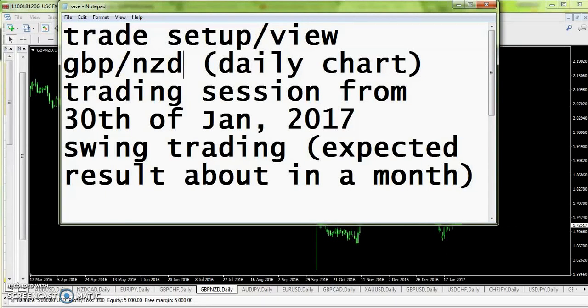Today's video is about a trade setup of GBP New Zealand. Remember, this setup would be on a daily chart framework and pertaining to the session of 30th January 2017 onward. Remember, it is a swing trading setup and the expected or desired results may be gotten in a month or so.